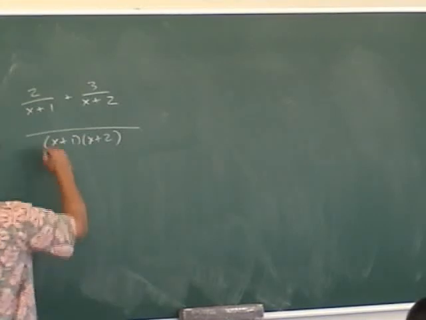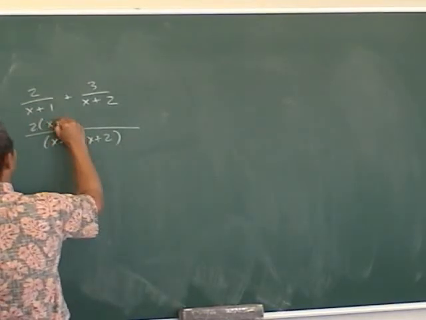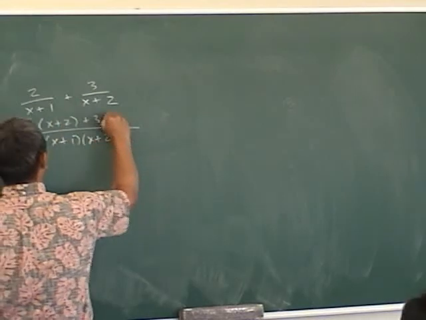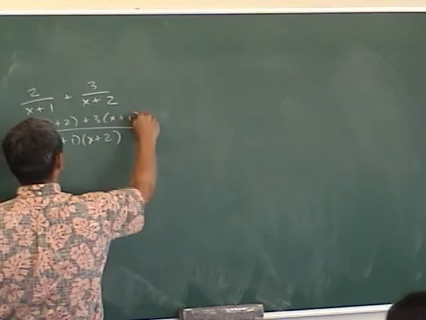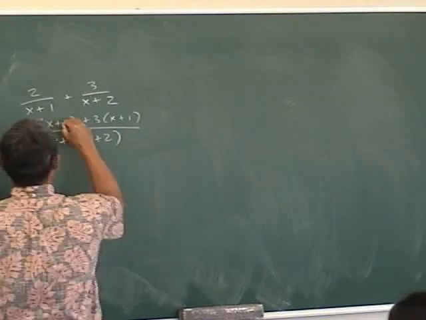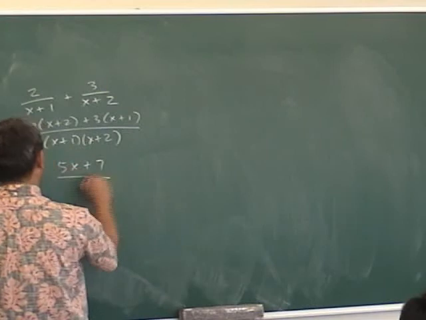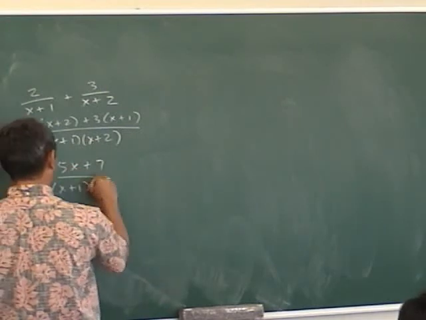And then what? What goes on the top? 2 times x plus 2 plus 3 times x plus 1. And then you simplify out the top. Okay, I'm just going to do this. So that's 2x plus 4 and 3x plus 3. So there's going to be 5x plus 7. Did I do that correctly? Skipping a step there.